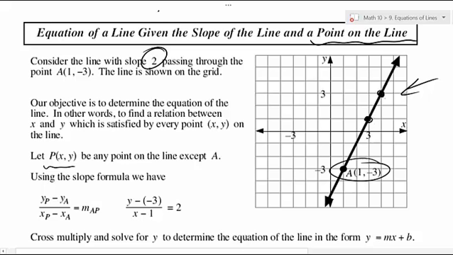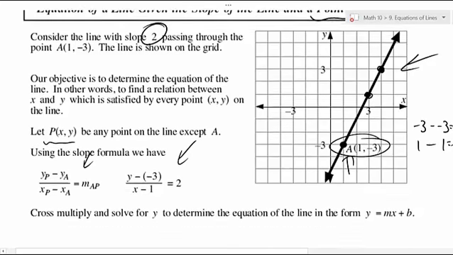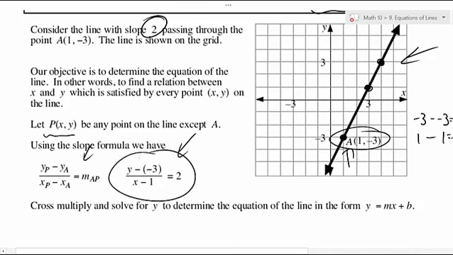It doesn't really matter. It just can't be A, because if it's A, then we're saying -3 take away a -3 is going to be 0, and then 1 take away a 1 is going to be 0, and it's just not going to work out over here. So any other point. Now, using the slope formula, we could put it in this form, right? We've got our yP minus yA, and we've got our xP minus the xA.